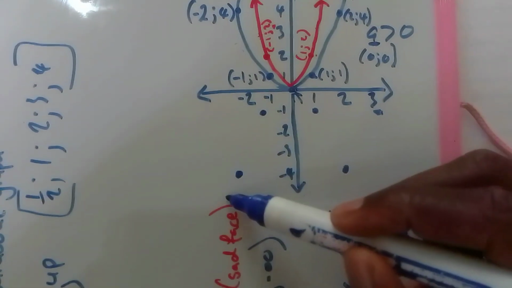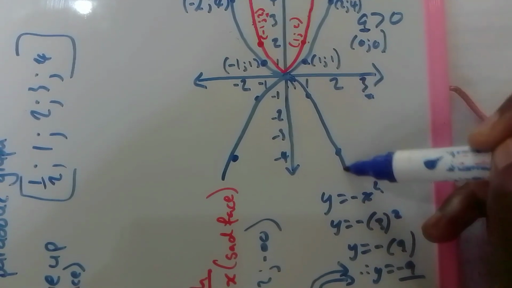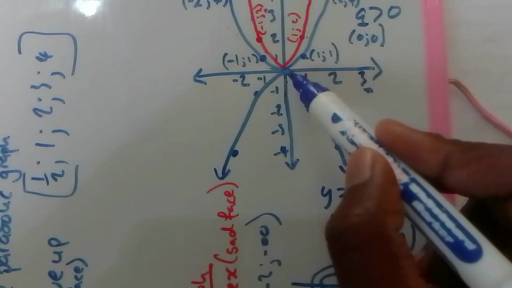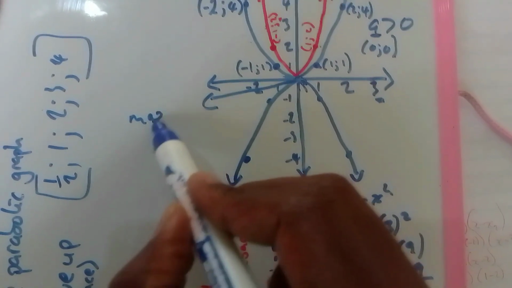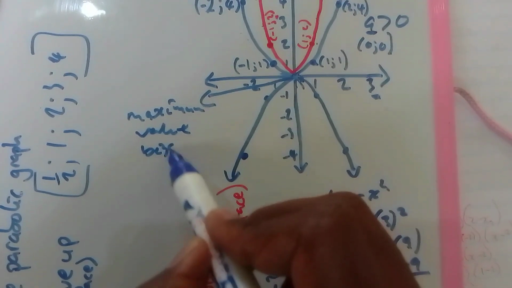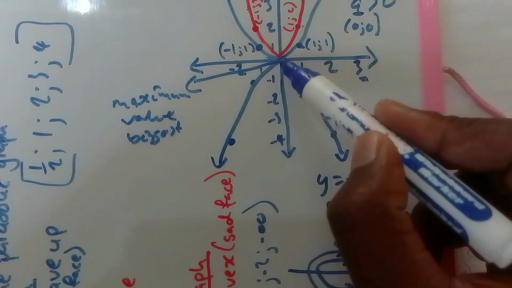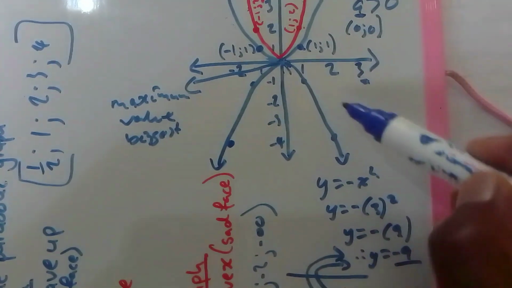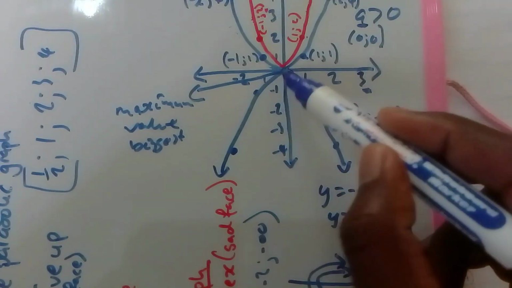Meaning, if I join this now, here as my x values are increasing, my y values are decreasing. So here on top, this is the maximum. When we say maximum value, we are simply saying that this is the biggest value, not in the world, but on this graph that we are dealing with. The y value of 0 when x was equal to 0. For this graph of g of x, which is equals to negative x squared, the maximum y value was 0.